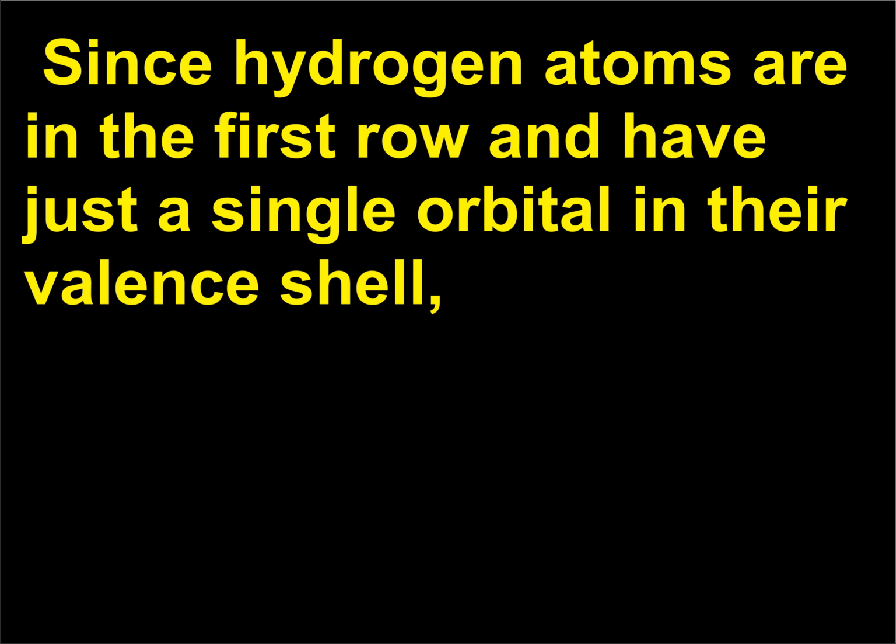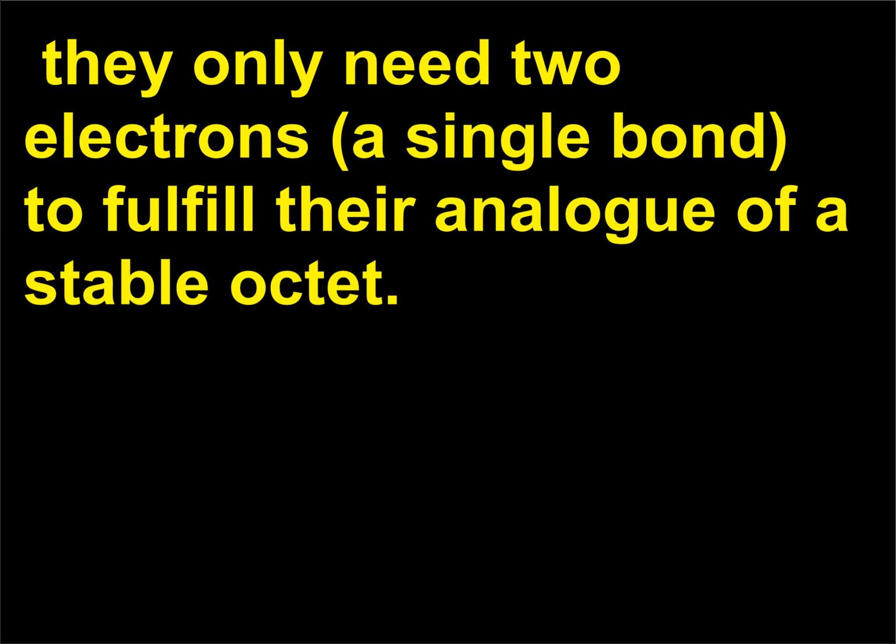Since hydrogen atoms are in the first row and have just a single orbital in their valence shell, they only need 2 electrons, a single bond, to fulfill their analog of a stable octet.